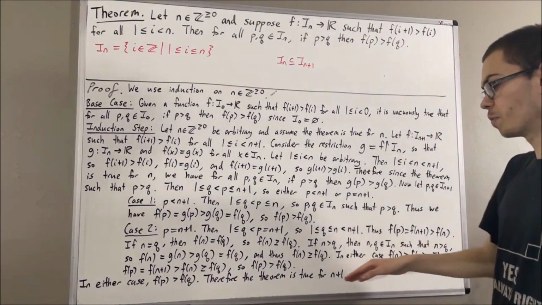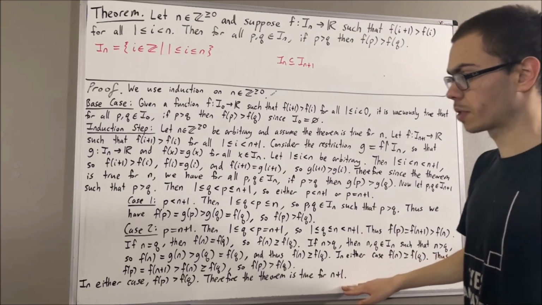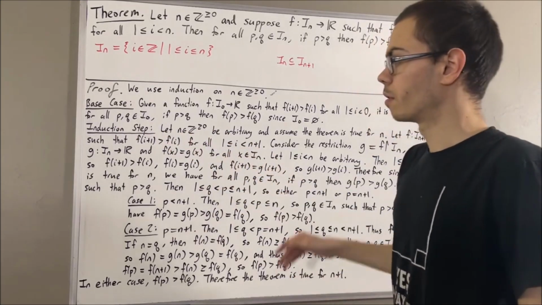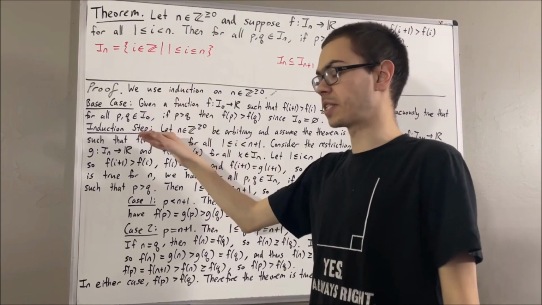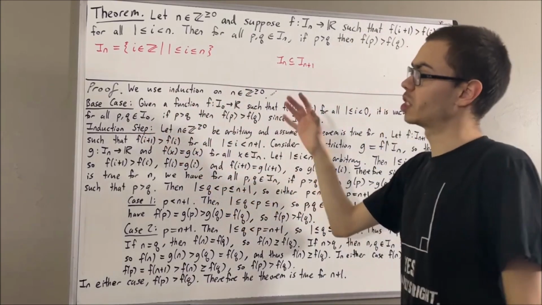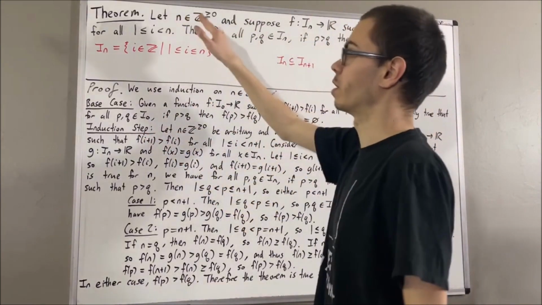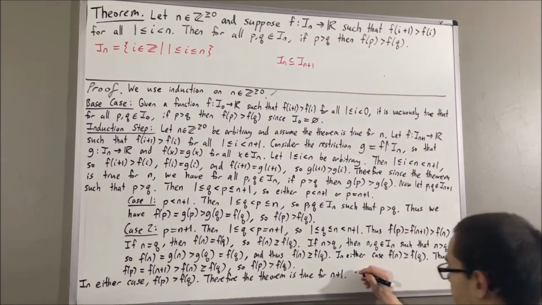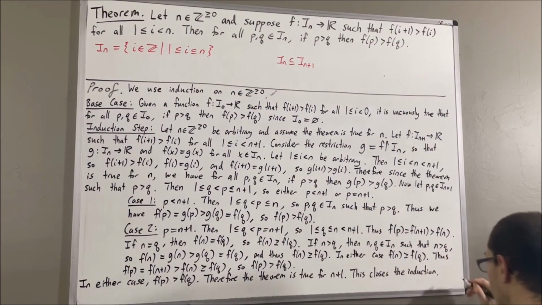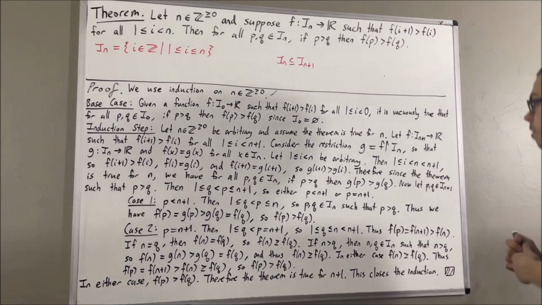And because we've proven the theorem for n plus 1, this completes the induction step. Because we've completed both the base case and the induction step, this closes the induction, and so we have proven the theorem for all integers greater than or equal to 0. And so this completes the proof. And so yeah, that's pretty much it for this video.